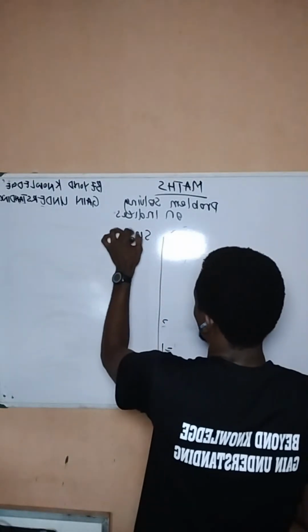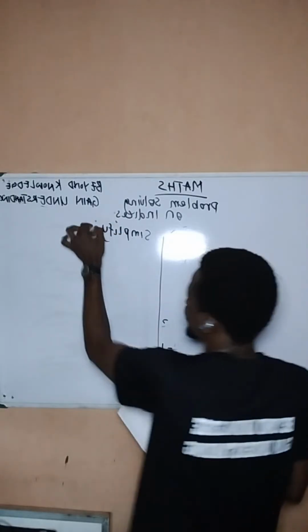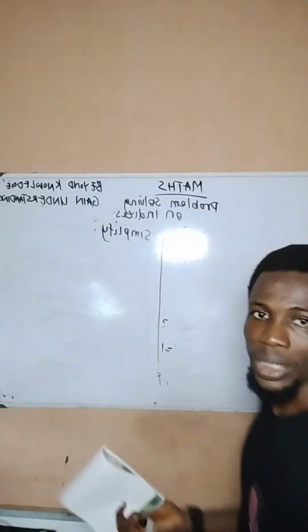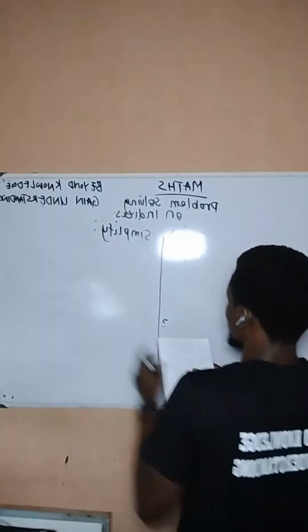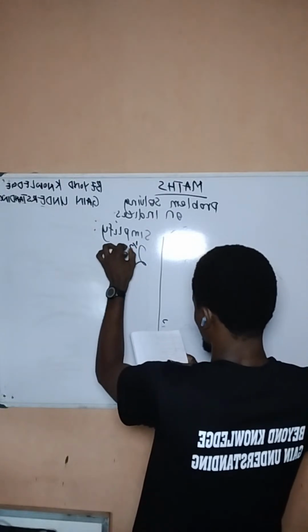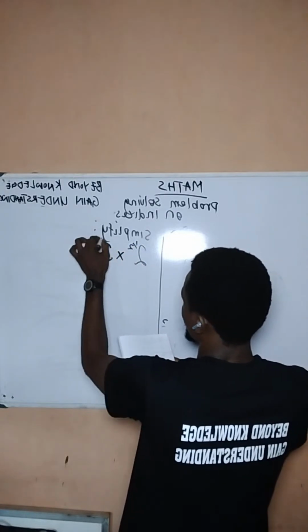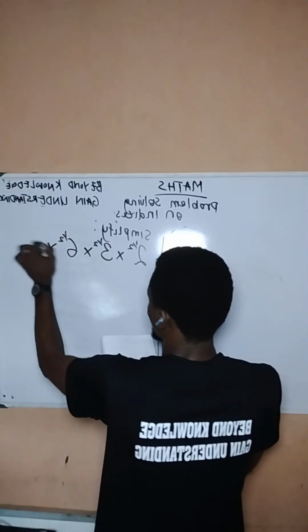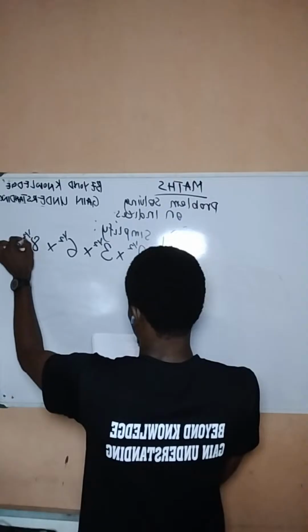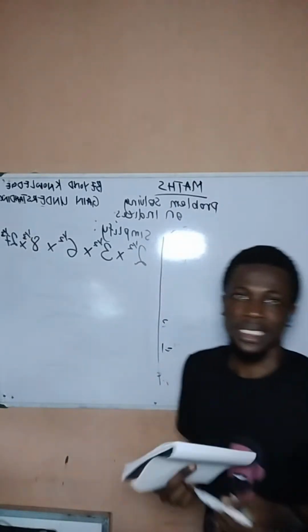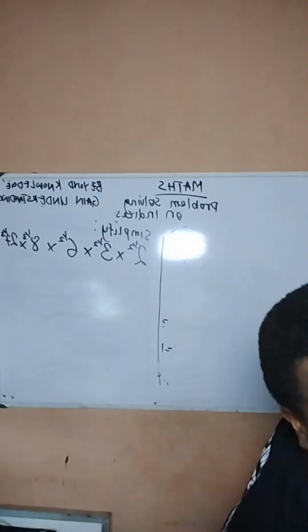So we have to simplify. This is just for you to get solid ground on the concept of indices, okay? So we have to simplify 2 raised to the power of 1 over 2, multiplied by 3 raised to the power of 1 over 2, multiplied by 6 raised to the power of 1 over 2, multiplied by 8 raised to the power of 1 over 3, multiplied by 27 raised to the power of 1 over 3. So this is basically what we have at this point.